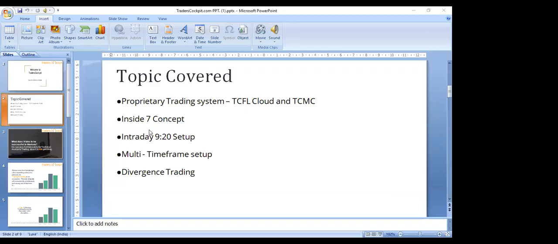The first one is the proprietary trading system of traderscockpit.com, that is the TCFL Cloud and TCMC indicator, which helps you take intraday and positional trades. The second one is the Inside 7 concept, which is quite a famous concept in the intraday time frame, where we can use a 5 minute time frame to take trades in the market.